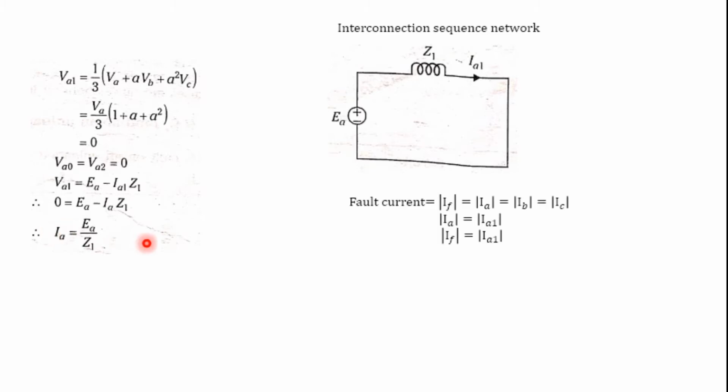We need to calculate the value of the fault current. The fault is across phases A, B or C. From equation 9, we already derived that the positive sequence component of the current is equal to the phase current, that is IA1 is equal to IA. We wanted to know the value of IF, so IF is equal to IA1. This is the condition for the fault current under a 3-phase fault on a synchronous generator.